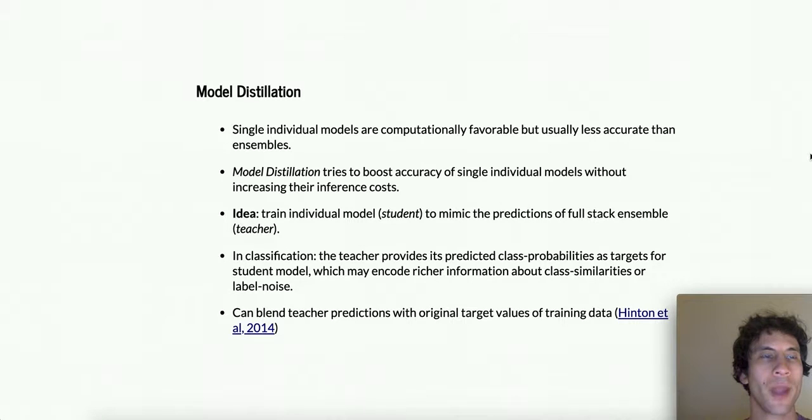Model distillation offers one way to try and retain the computational benefits of a single model while enjoying some of the accuracy boost that comes from ensembling. The idea is to train the individual model, which we now call the student, to mimic the predictions of the full stack ensemble, which we call the teacher. Rather than fitting the individual model to the training data target values, one can fit this student model to an alternative data set whose target values are predictions from the teacher. In classification tasks, the teacher provides its predicted class probabilities as targets for the student to predict, which may encode richer information about the class similarities or label noise in the data. We can also blend the teacher predictions with the original target values from the training data for further improvement.